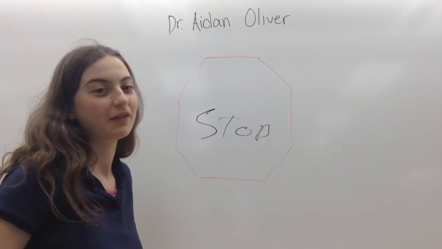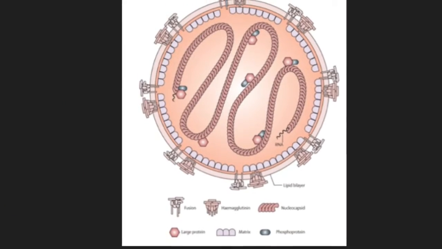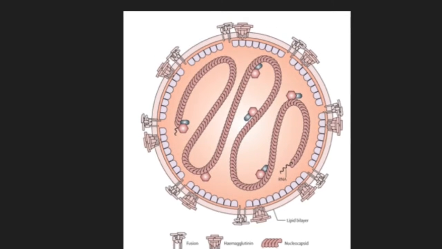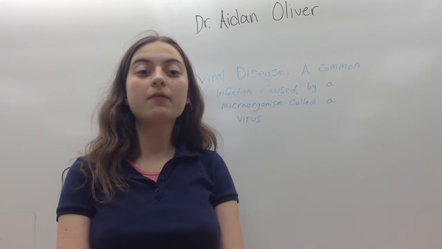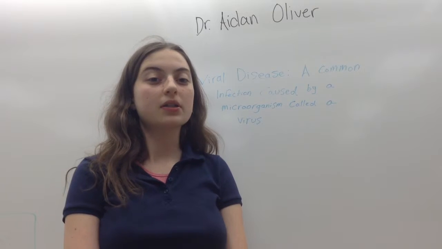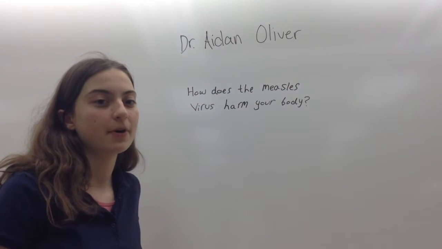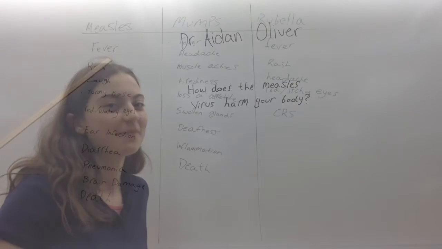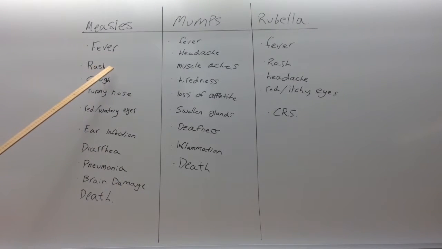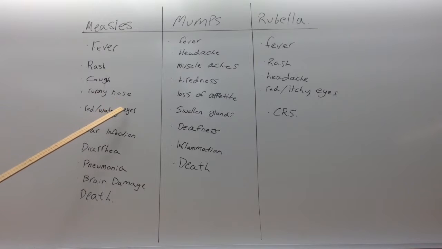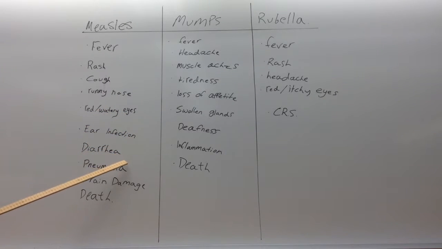Let's break down the meaning of a viral disease. A viral disease is a common infection caused by a microorganism called a virus. So you're probably asking, how does the measles virus harm my body? Well, let's get scientific. Measles causes a fever, rash, cough, runny nose, red watery eyes, and in severe cases, ear infection, diarrhea, pneumonia, brain damage, and death.